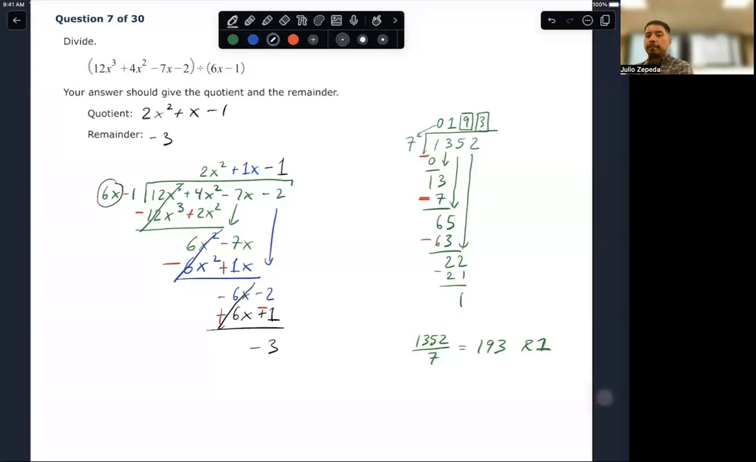So kind of cool. The polynomial division works a lot like regular division. And there's a reason for that. We can get into that if we want to.